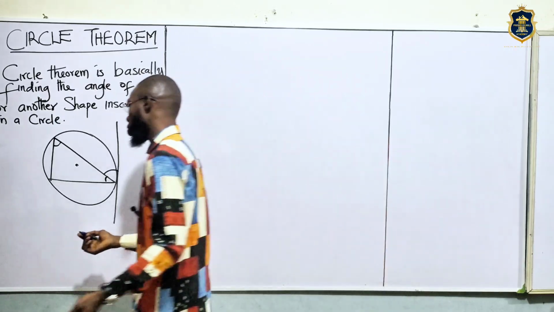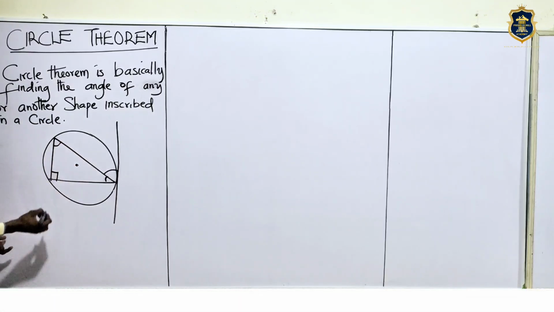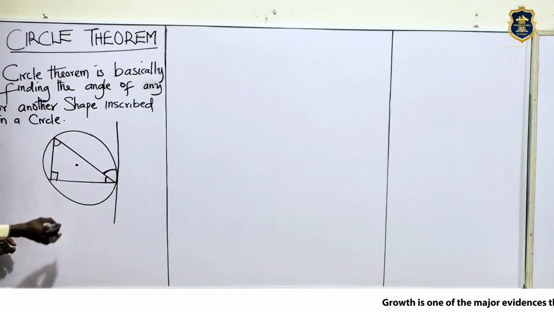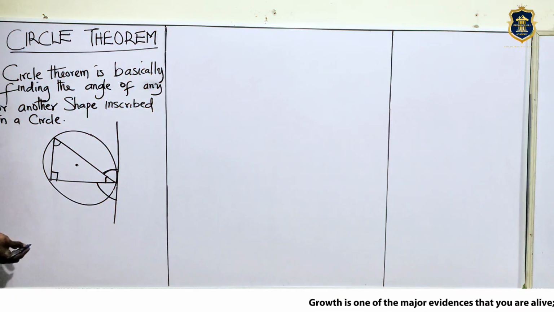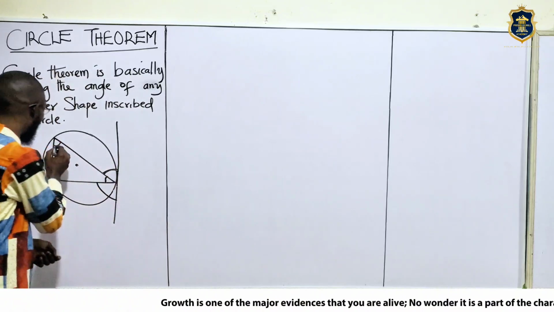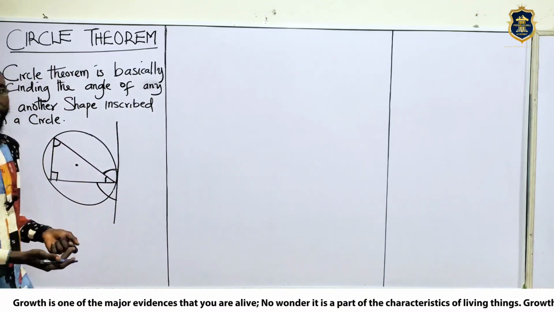They can ask you in circle theorem, if this is a shape inscribed in a circle, our job is to maybe find out this angle, or this angle, or perhaps this angle. We don't know, right? That's the basic thing about circle theorem, to look for the angles of the shape inscribed in a circle. That's all about circle theorem.